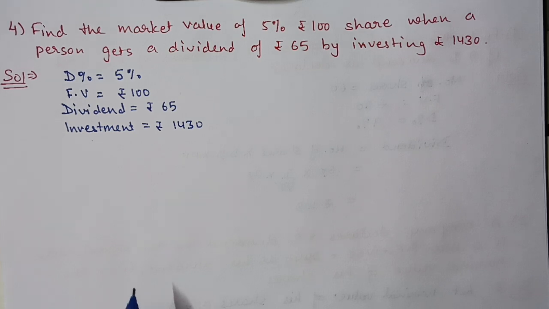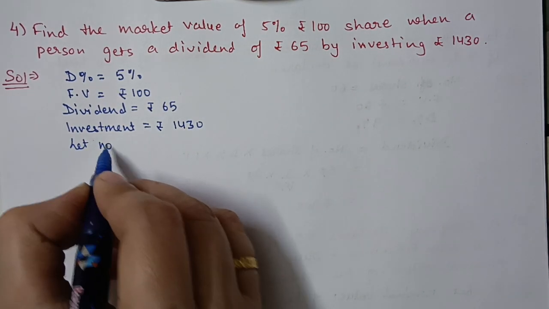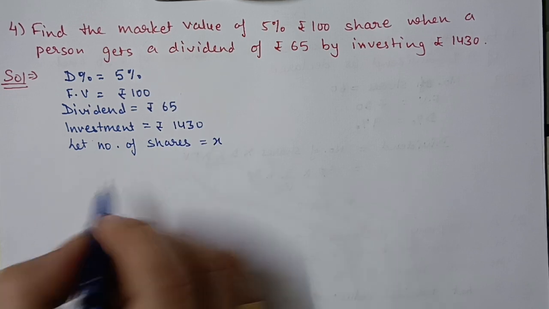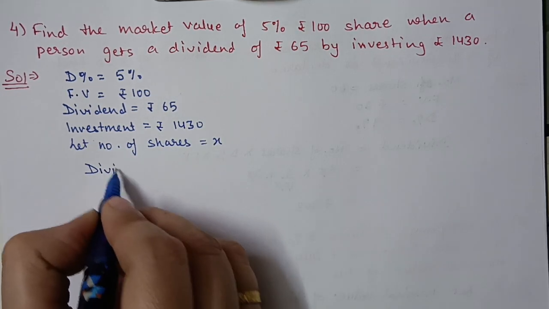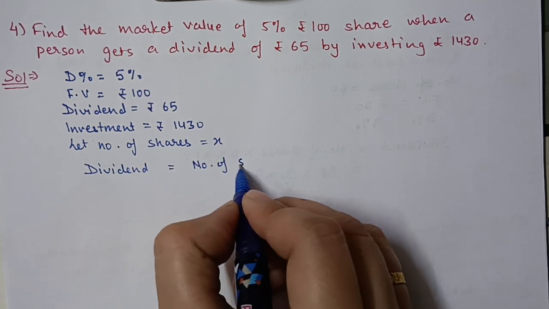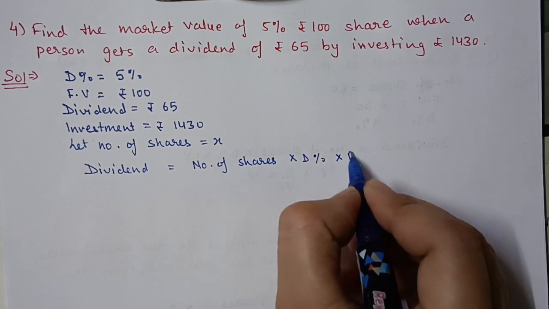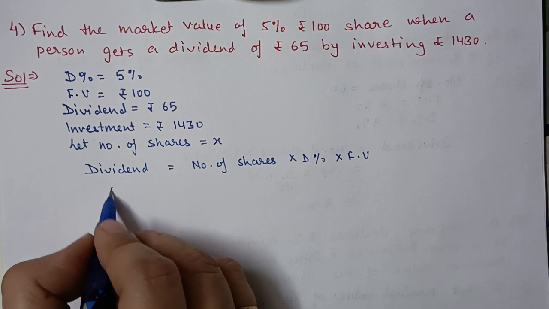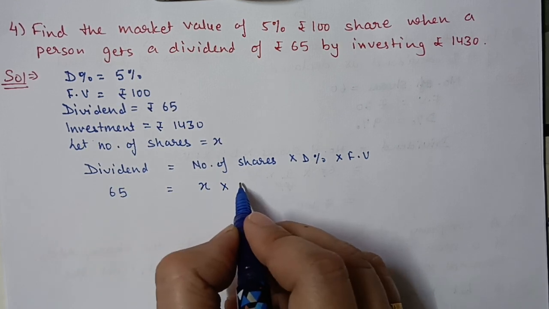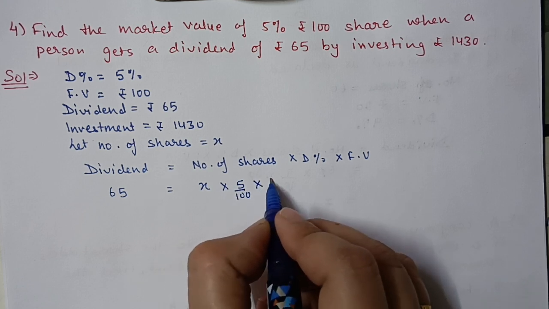Now first we will calculate the number of shares, and with the help of that we will find out the market value. So to find out the number of shares, first we will take, let the number of shares be x. So we know dividend is equal to number of shares multiply by dividend percentage multiply by face value. Dividend in rupees is given 65 rupees. Number of shares I have taken x. Dividend percentage is 5%, so 5 by 100. Face value is 100 rupees.